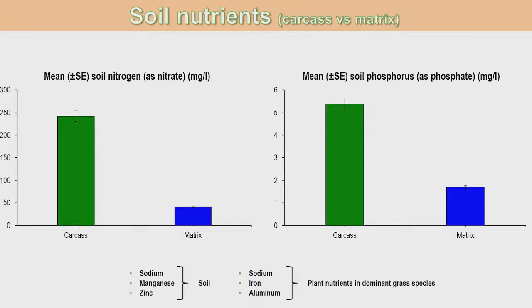Similarly, other nutrients such as sodium, manganese, and zinc were also higher in the soil at carcass sites. And then also, we looked at some dominant grass species such as Eurocloa mosambicensis, Cynodon dactylon, and Panicum maximum, and they had higher levels of sodium, iron, and aluminum at carcass sites compared to matrix sites. But Courtney will tell you a little bit more about that.